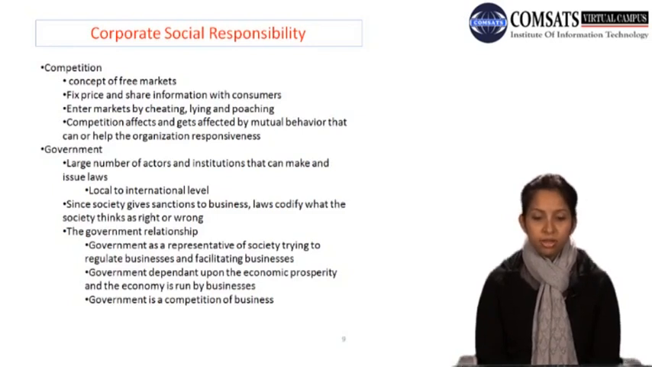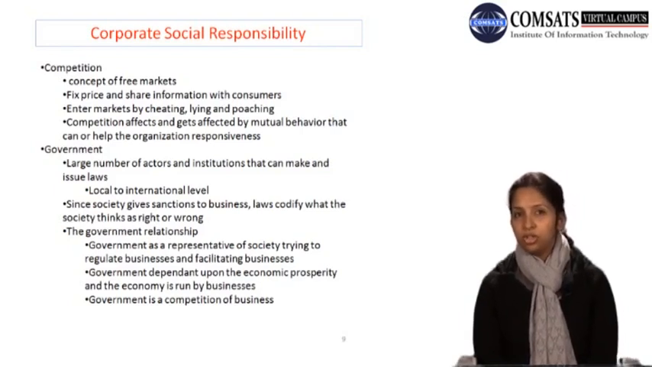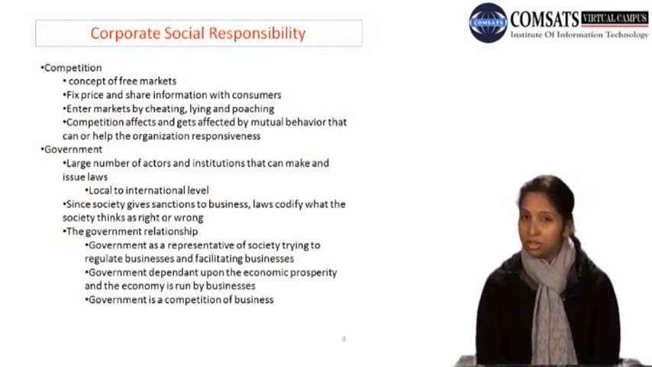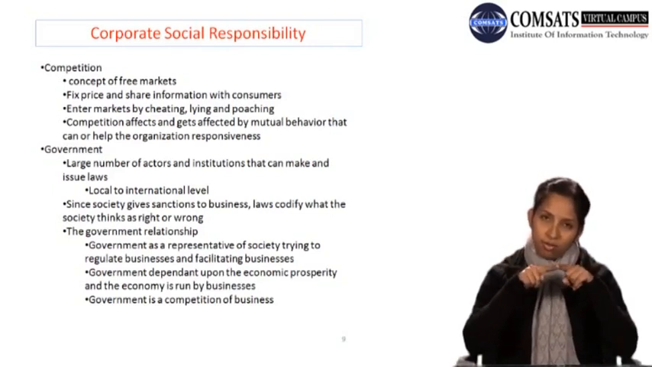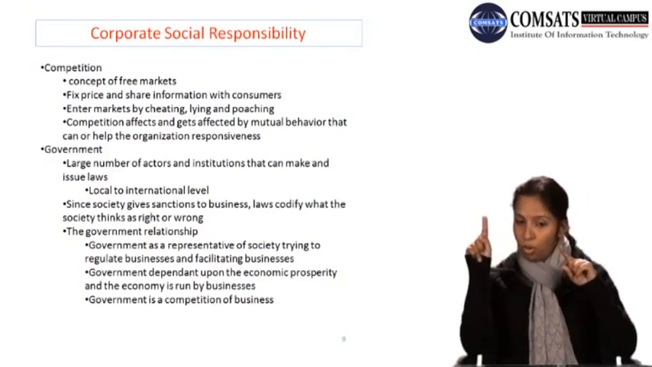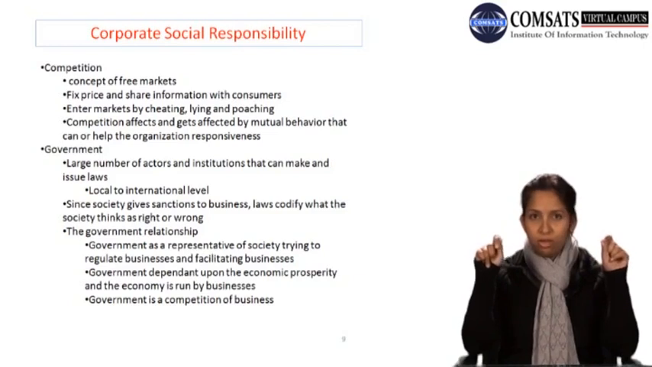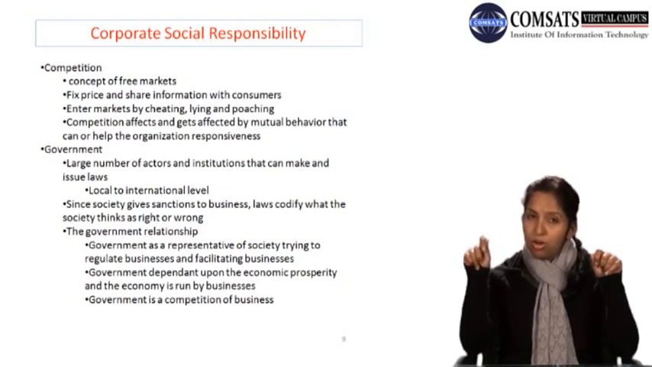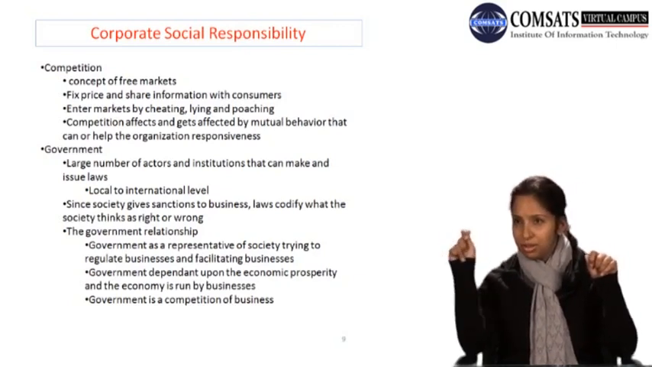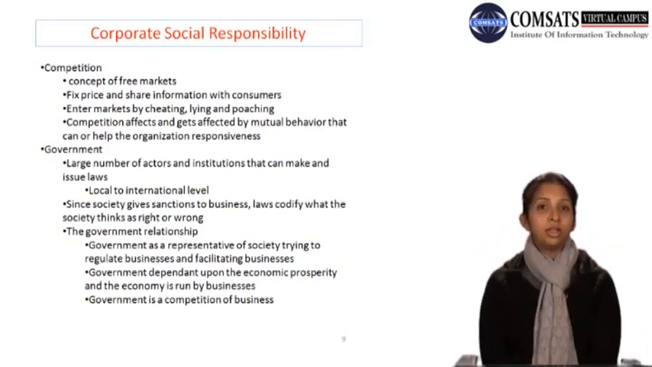The second is that the government is dependent upon the economic prosperity and the economy is run by the business. So with reference to the government corporation relationship, ek baat to samajh mein aayegi that the government facilitates the corporation. The second aspect is that the businesses are extremely important for the government. The government cannot survive without businesses because the future of the government or the well-being of the government is dependent upon the prosperity of the economy. If the economy is prosperous, automatically government is doing well. If the economy is not prosperous, the government is not doing well. The economy is basically run by the businesses. Businesses kaam karte hain to aapki economy ke pahiye jo hain wo chalte hain.